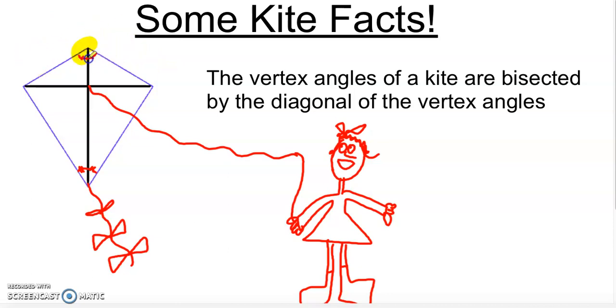This angle up here and this angle down here are getting bisected by this diagonal. And then this segment is also getting bisected by this diagonal. So the diagonal that connects the vertex angles bisects the vertex angles, and it bisects the other diagonal. And this diagonal doesn't do anything. It just sits there and looks smart, I guess. It looks like a smart diagonal, but it doesn't do anything special.